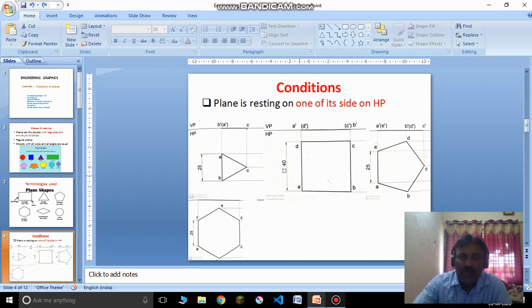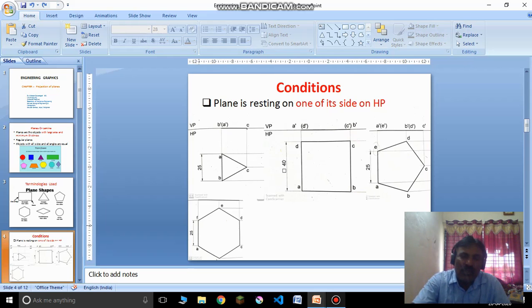Similarly, there is this side perpendicular to VP. Here you can see that this is also perpendicular to VP, this is also perpendicular to VP. Either I can use this one also, but generally we follow one condition: whichever side I want to rest, that side is taken on the left side. Similarly, if I look at the pentagon, this side is perpendicular to VP and it is parallel to HP and on HP.